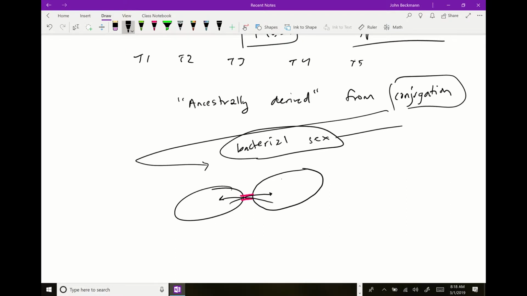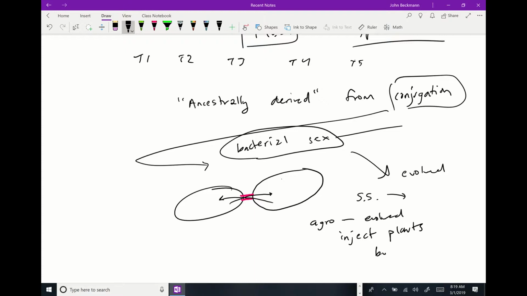Well, it turns out that one of these conjugation systems has evolved in ancient bacteria to become a secretion system. And in Agro, they have evolved that system to basically inject plants with a bolus of the tDNA. Okay? So that's the type 4 secretion system.